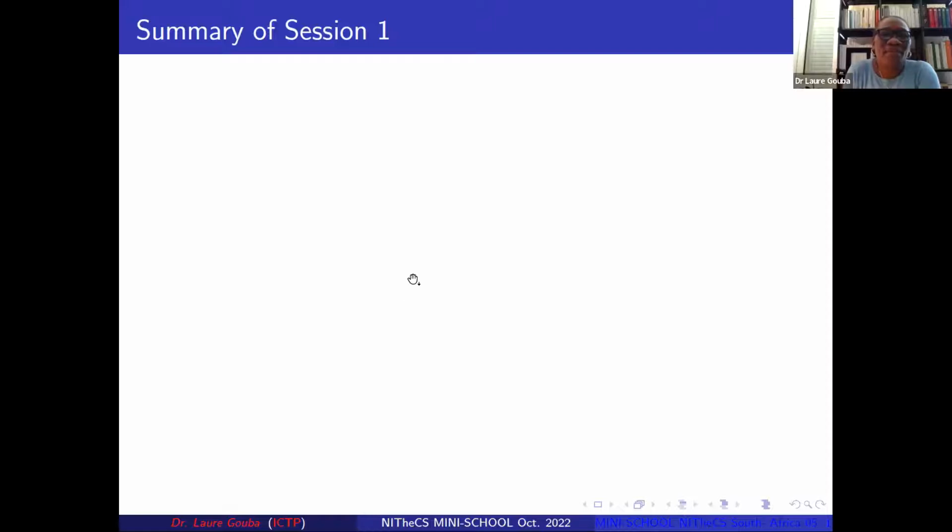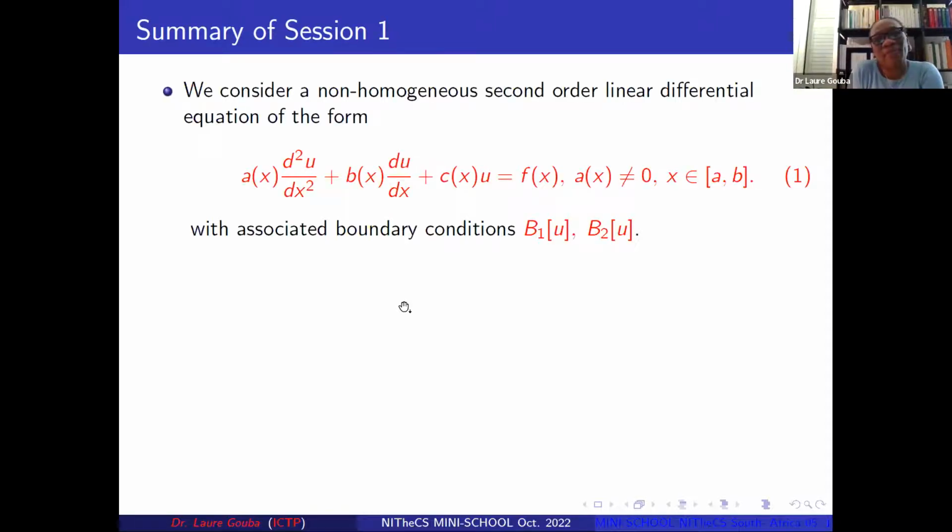So let's see the summary of session 1. It was important for me to introduce a non-homogeneous second order linear differential equation, that is an equation of the form a(x) u''(x) plus b(x) u'(x) plus c(x) u(x) equal to a function f(x). In the most general form, the coefficients a(x), b(x), c(x) are complex valued, but here I consider them real valued. Since it's second order, a(x) is different from 0 and x belongs to an interval (a, b). It's non-homogeneous because the non-homogeneous term f(x) is different from 0.